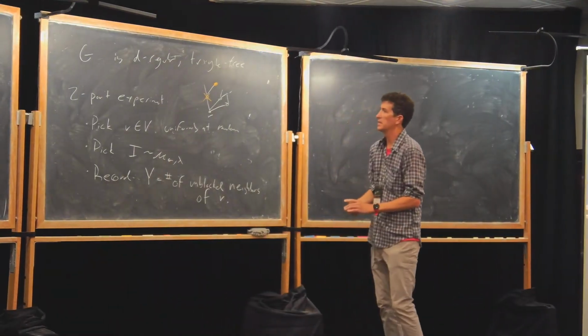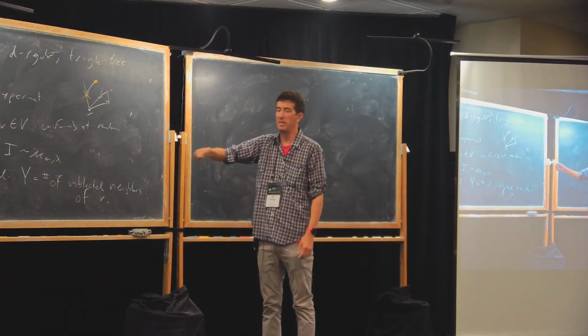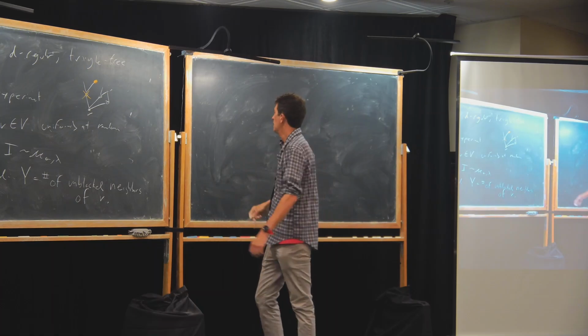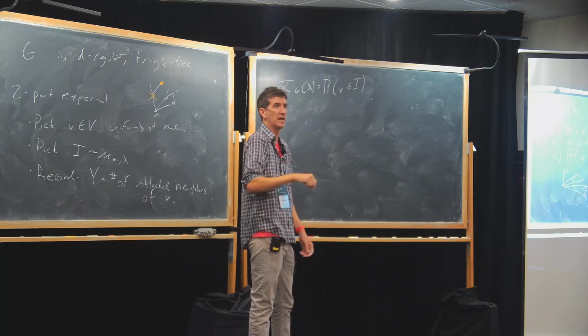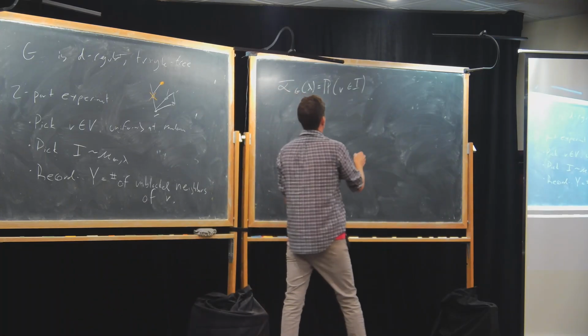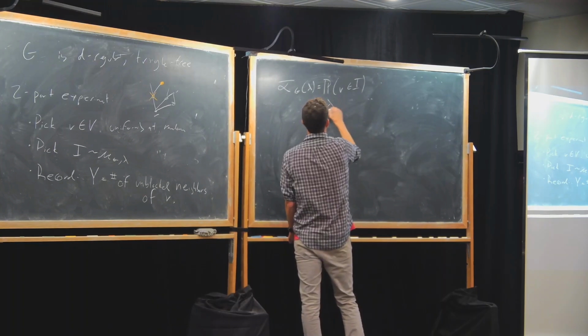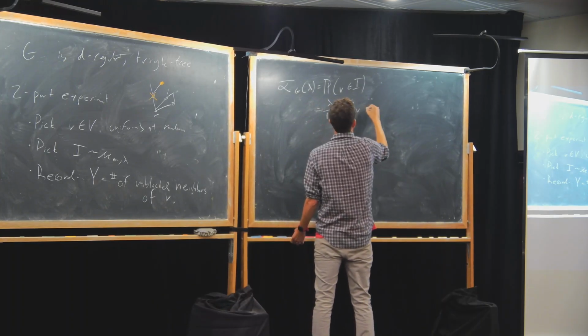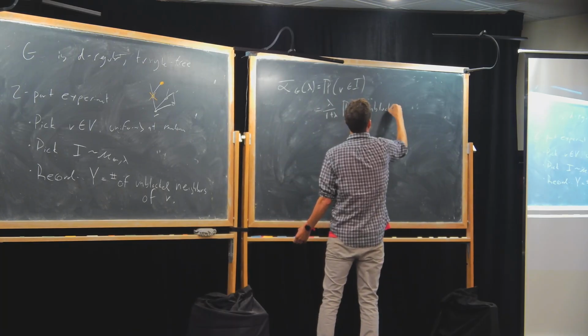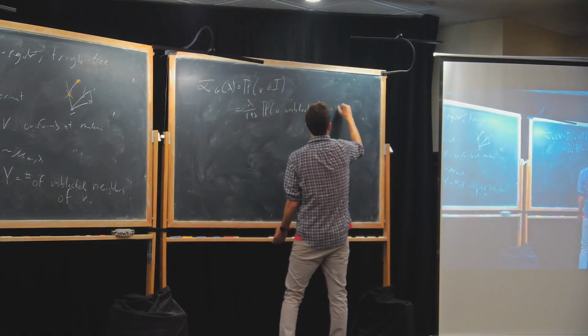Okay, so remember this two-part experiment: I'm picking V at random and picking the independent set at random. And so I want to write a formula for alpha bar g of lambda. Well, this is the probability that V is in the independent set, right? Because V is a uniformly chosen vertex. So this is the same, which is lambda over 1 plus lambda times the probability that V is unblocked. Right, that's fact 1.